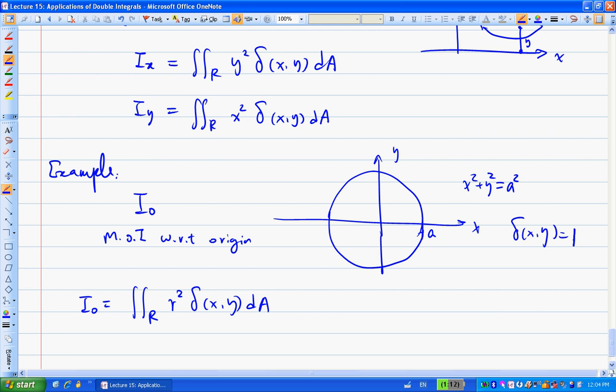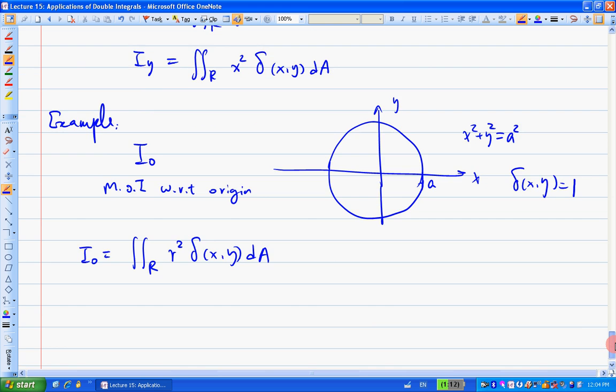So then let's see what this quantity is. Because the region R is a circular area, I'm going to use polar coordinates. If I use polar coordinates, the dA becomes R dr d theta. So we need to find the limits for R and the limits for theta. That's basically a regular double integral problem.